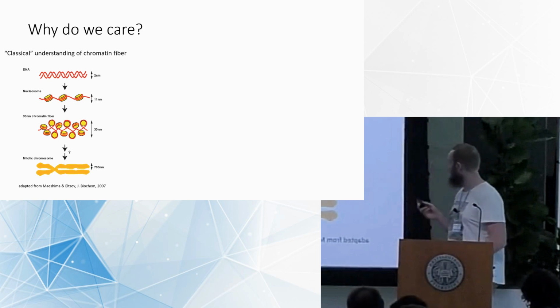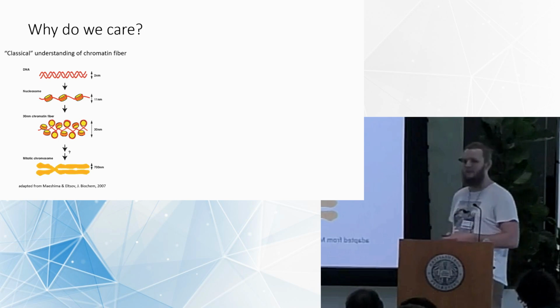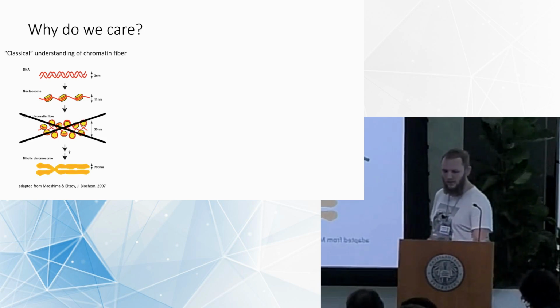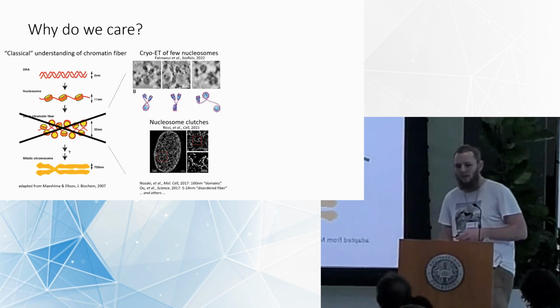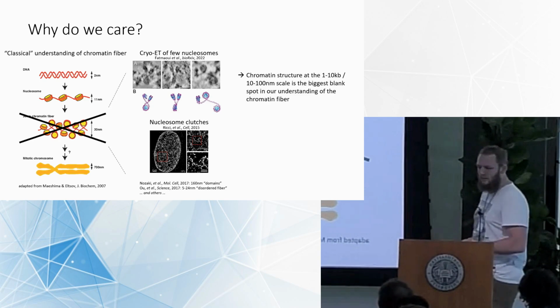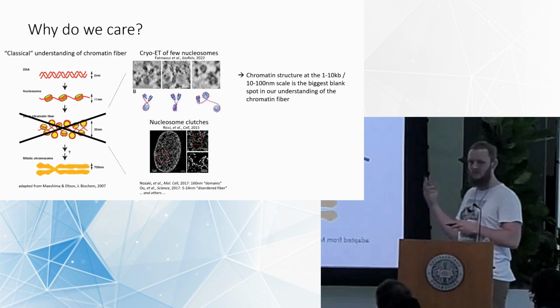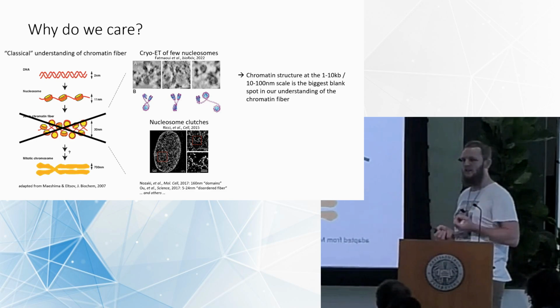Here's a cartoon from an old review from 2007 that contains this 30 nanometer fiber that I think by now most people in the room are aware is not really what we believe in anymore. The question is, what do we put in its place? I alluded before that the chromatin structure at this intermediate scale, a few histones to say 10 kb or something, is something that we have really very little understanding of.